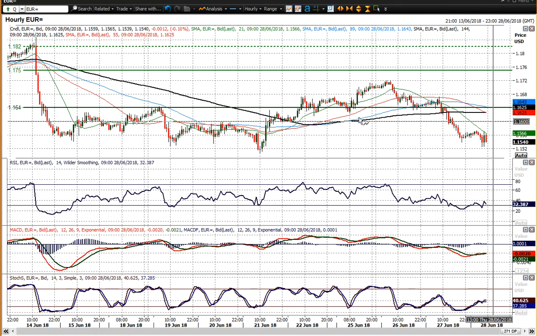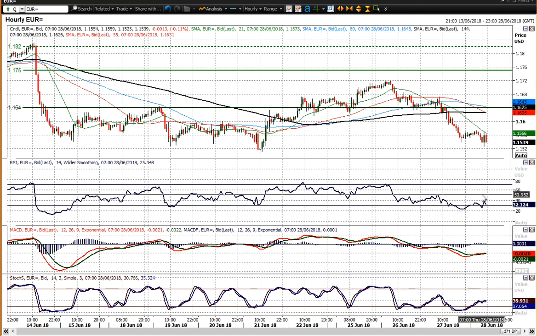Now, obviously, what we have got on the hourly chart is a negative bias with the RSI failing around 50. And if the RSI cannot begin to recover above 50, then maybe you'd start to see that support coming under further pressure.